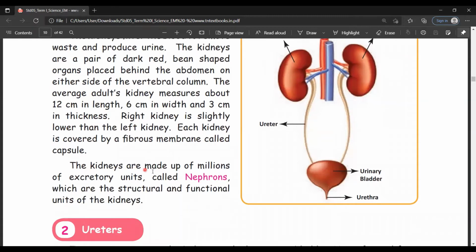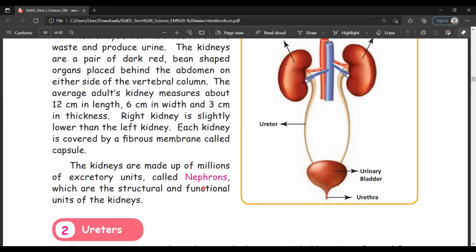The kidneys are made up of millions of excretory units called nephrons, which are the structural and functional unit of kidneys. See, nephron is very important, the structural and functional unit of kidneys. The kidneys are made up of millions of excretory units called nephrons.